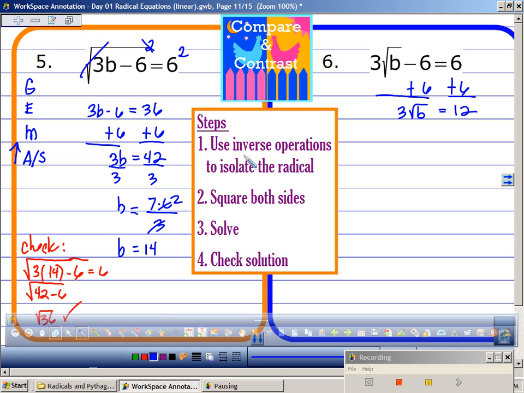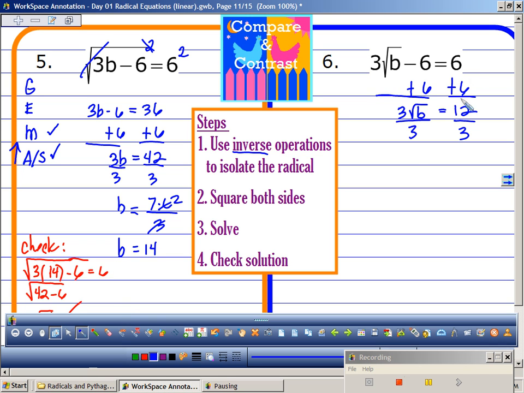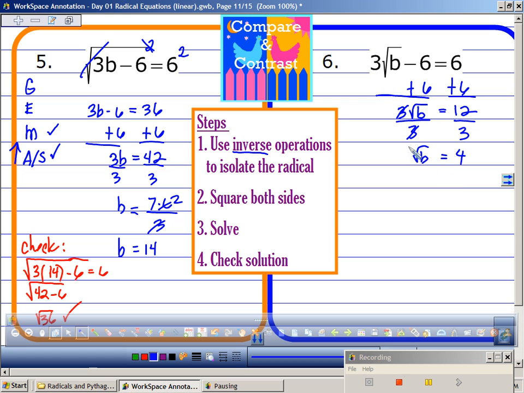We're talking inverse operations, right? What's the inverse of multiplication? Division. But you have to do the other one first. Once addition and subtraction is done, then you would do the multiplication. Okay, so now I get the square root of b equals what? Now what do I do with that? Square both sides. What's the inverse of the square root? A square. So I square it. That cancels. B equals 16. Not really that hard, right?